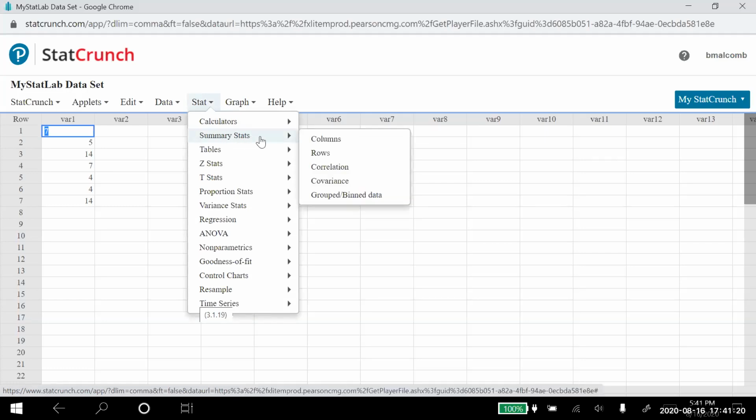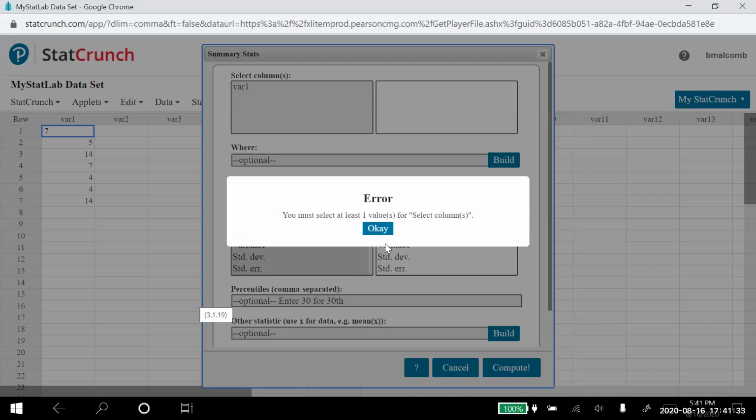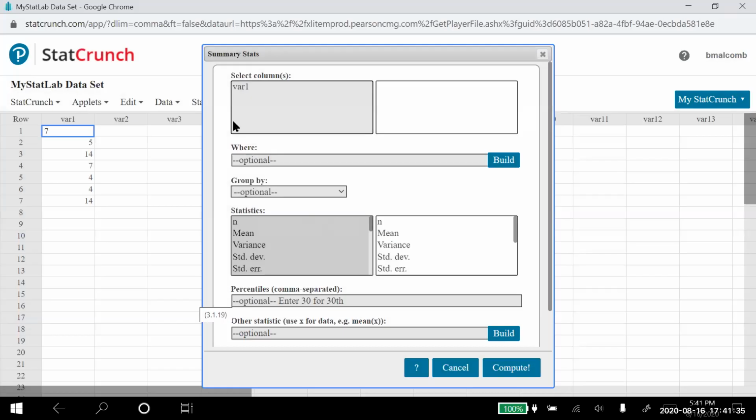My data is all in a column. Columns go up and down. Rows go across. So they're all in a column. So I'm going to pick columns, and it's going to say what column. So I have to pick the column. If you forget to pick the column and you try to compute it, it's going to say, wait, there's nothing to compute. You have to pick a column. So I just click on variable 1 here, and then it goes over there.